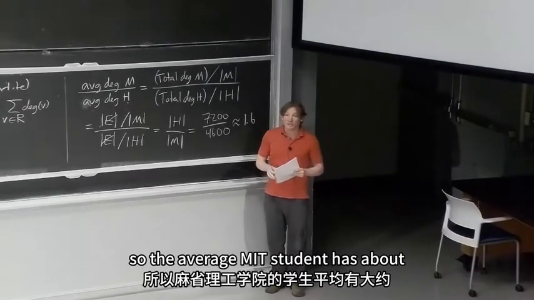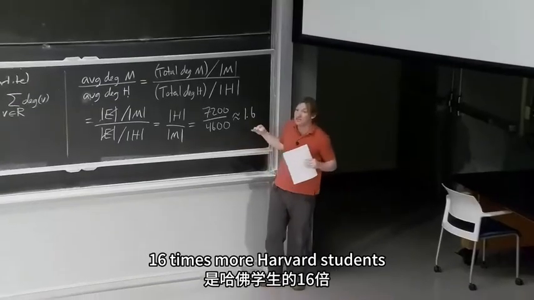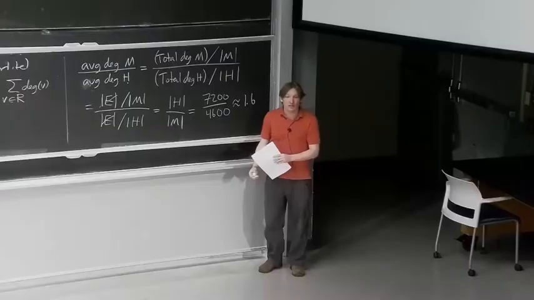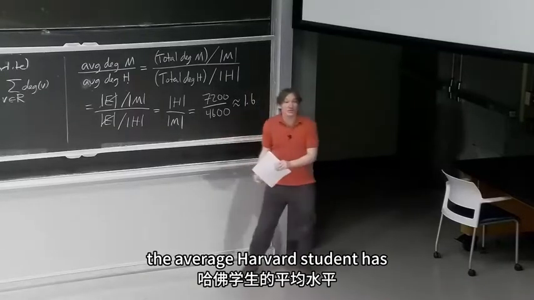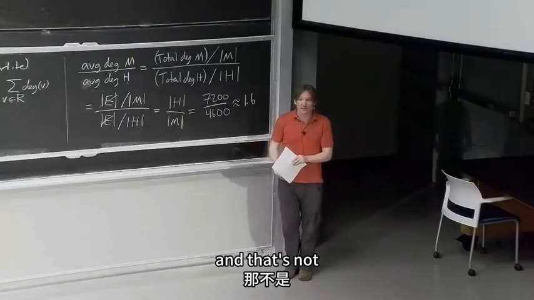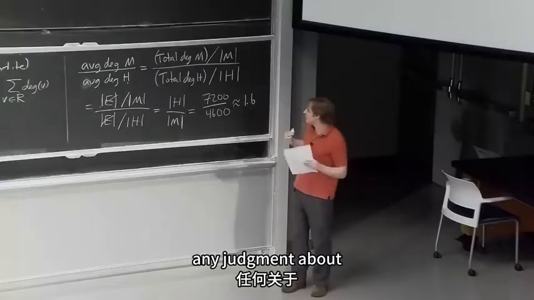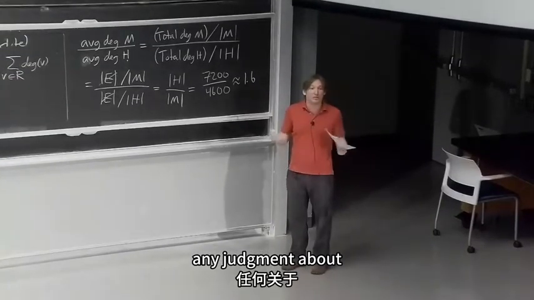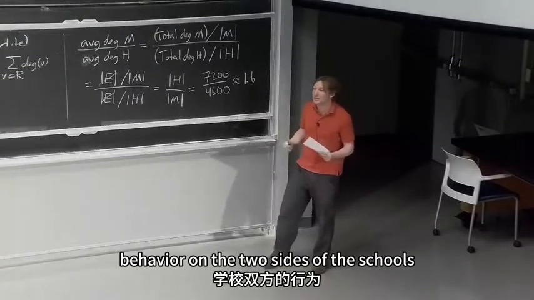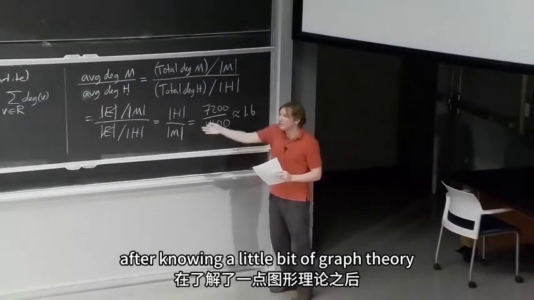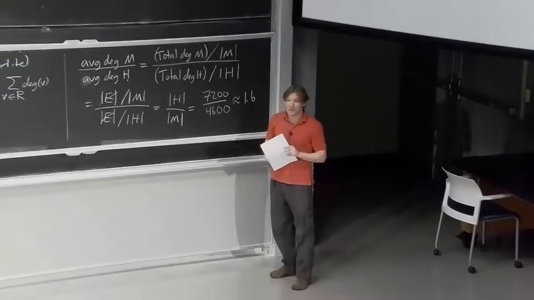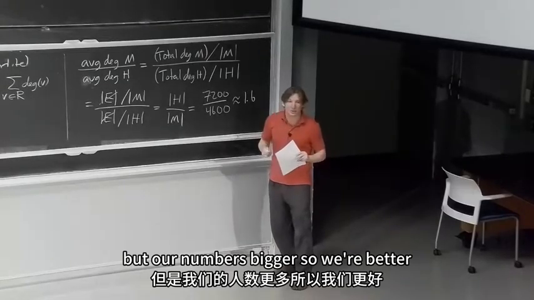So the average MIT student has about 1.6 times more Harvard friends than the number of MIT friends the average Harvard student has. And that's not any judgment about behavior on the two sides of the schools. It's just a fact about averages after knowing a little bit of graph theory. But our number is bigger, so we're better.